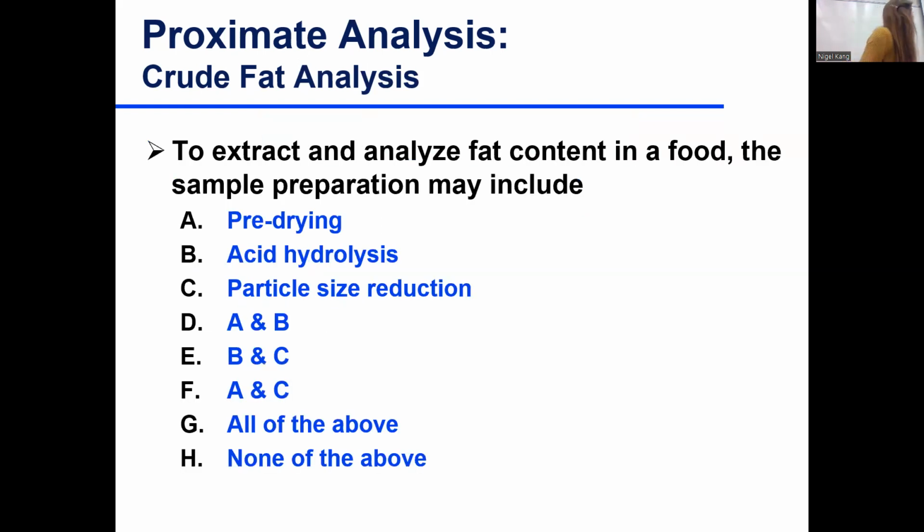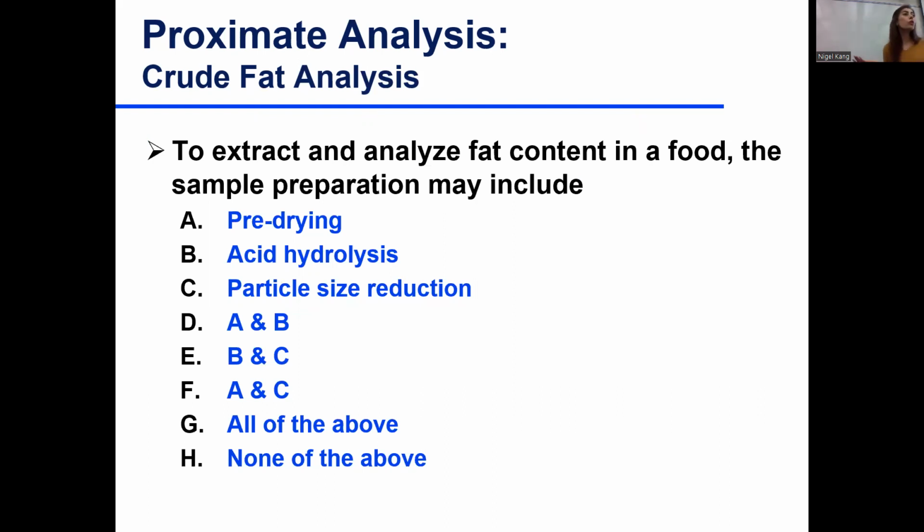So, what do you think about it? To extract and analyze fat contents in a food, the sample preparation may include pre-drying, acid hydrolysis, particle size reduction. Yes? All. Any other? Yes? A and C. Okay. All of the above. Pre-drying.